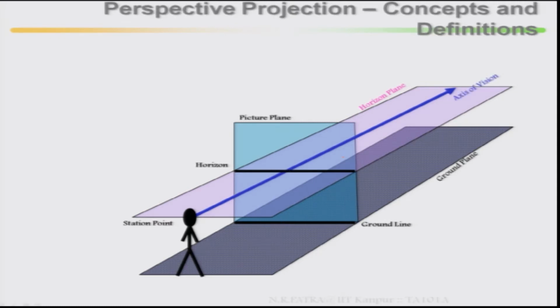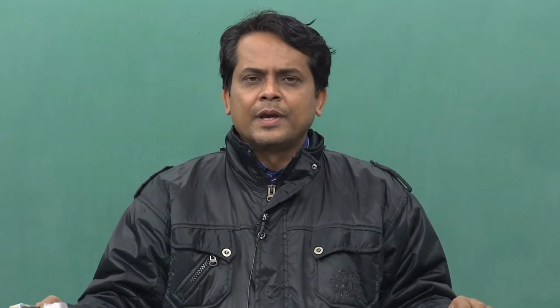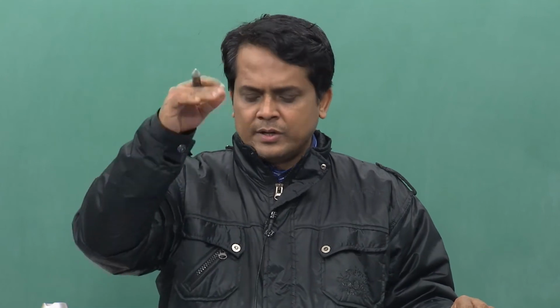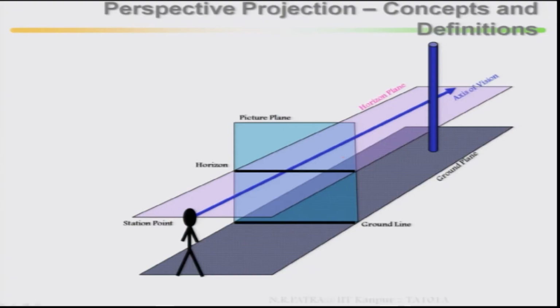Now this is called the axis of vision. That means from the eye, where you are looking, towards the subject, that is called the axis of vision. Then look at this: this is your object, and from your eye, along the axis of vision, you are looking at it.